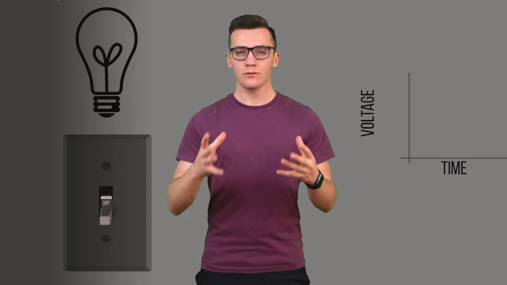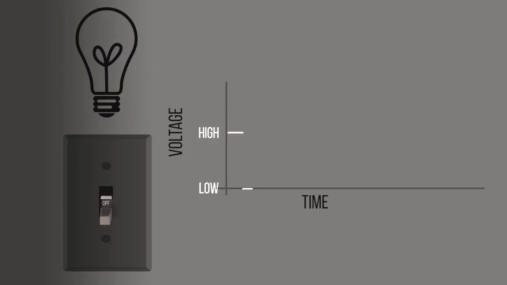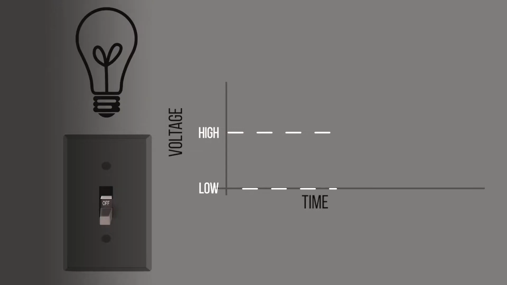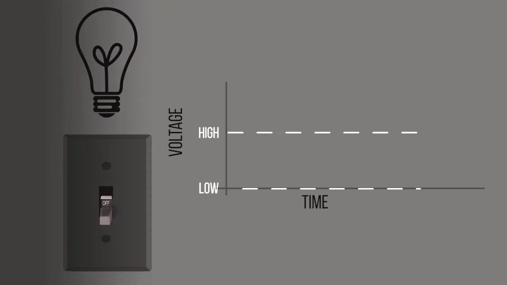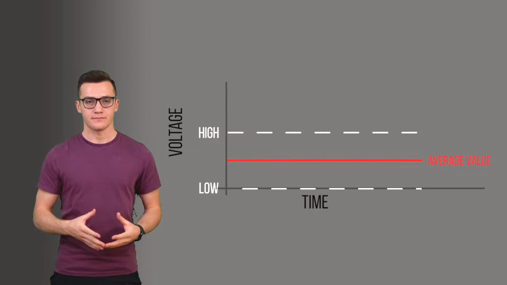Now, if we turn our light switch on, the voltage flowing through the bulb is at a maximum. This is our high state. Conversely, if we flick the light switch off, then there's no voltage flowing through the bulb, and this is our low state. Now, if we track these cycles as a function of time, we get what's called a square wave, and it's something that electronics can produce very easily, because after all, it's just turning on and off very quickly. So, if we take this square wave and we calculate the average value across an entire cycle, we get this red line, and this is our average value.